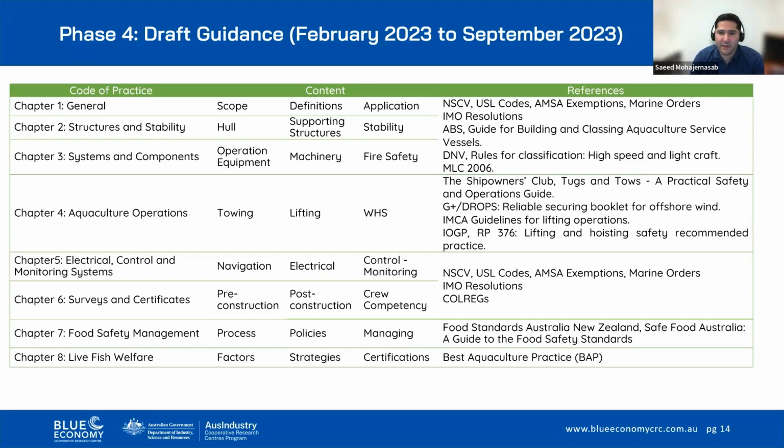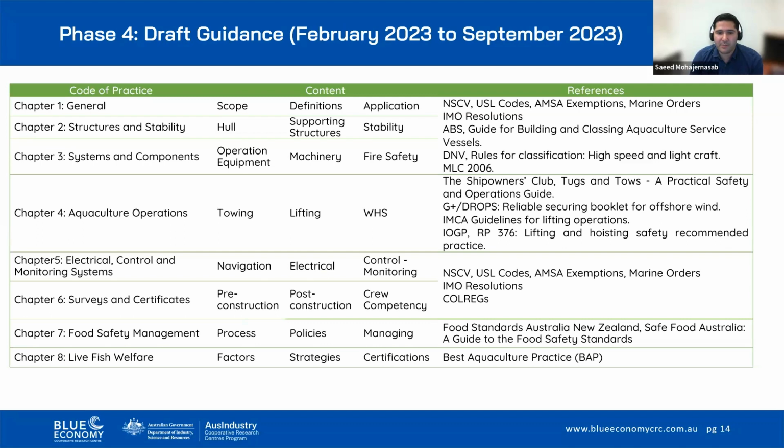Chapter 5 considers electrical control and monitoring systems, and Chapter 6 is surveys and certificates. Again, same for Chapters 1 to 3, it's based on NSCV, USL, and AMSA exemption with some standards and rules from some references from to code regs as well.